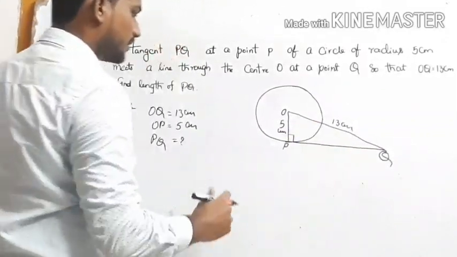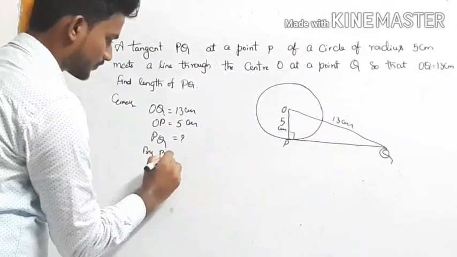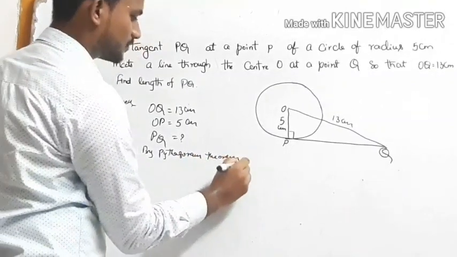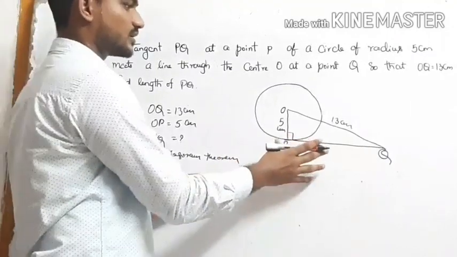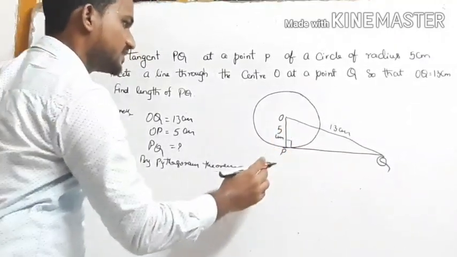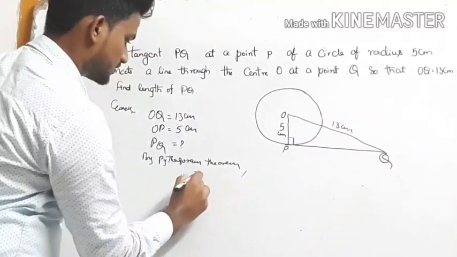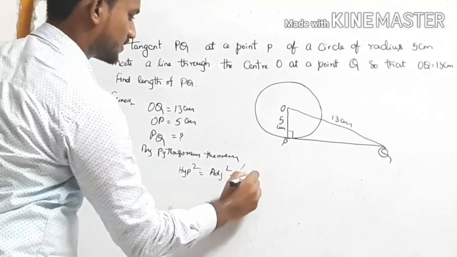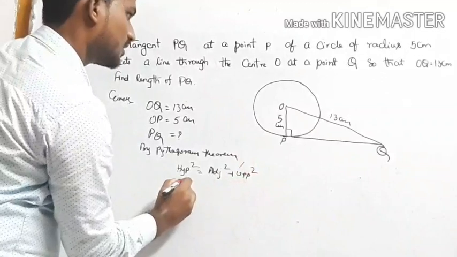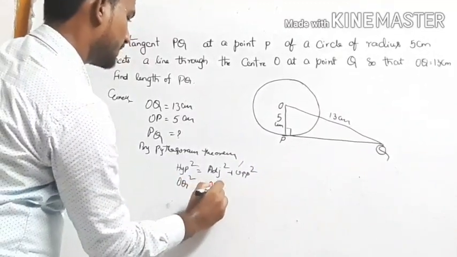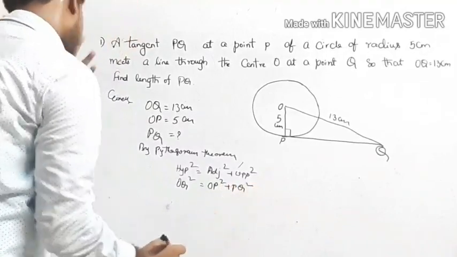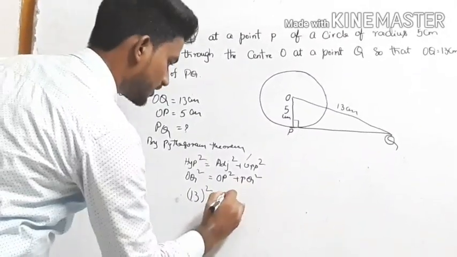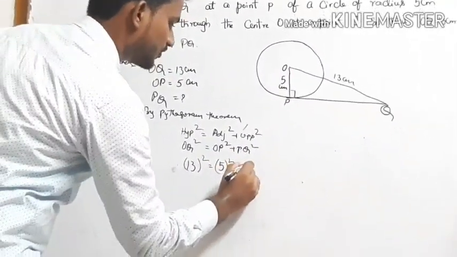It is a right angle triangle, so by the Pythagoras theorem, you know the Pythagoras theorem: if a triangle is a right angle triangle, then hypotenuse square equals adjacent square plus opposite square. So OQ square equals OP square plus PQ square. OQ we know is 13, whole square, equals OP is 5, whole square, plus PQ, which we don't know, whole square.